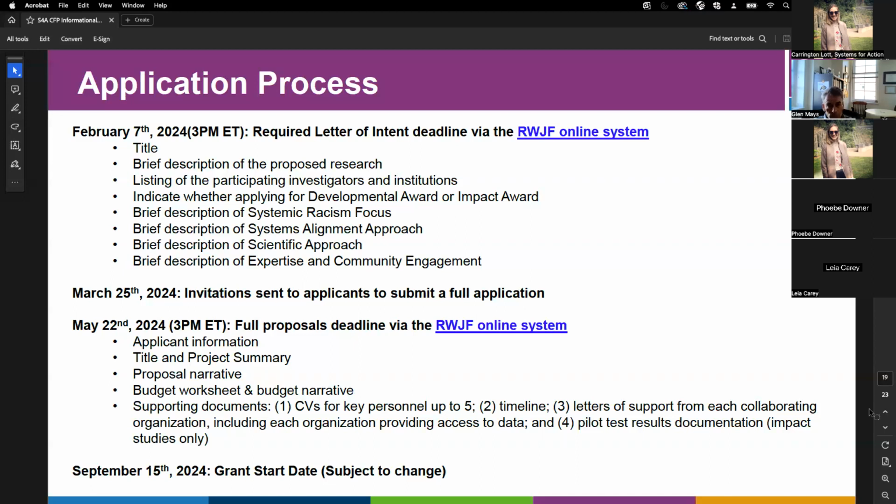Once full proposals are submitted, those will go through a full review process. The foundation will notify applicants that are selected for funding, and then these awards are anticipated to start up on or about September 15th of this year, 2024.